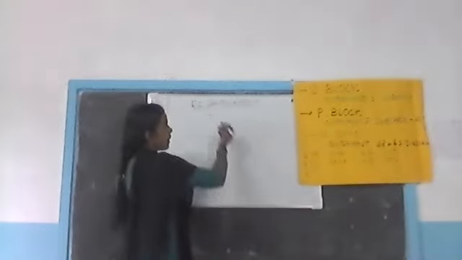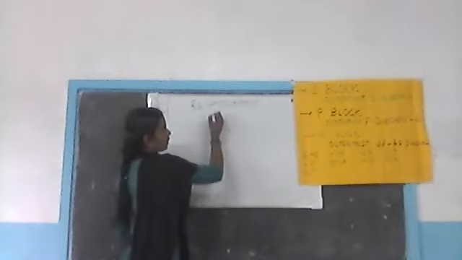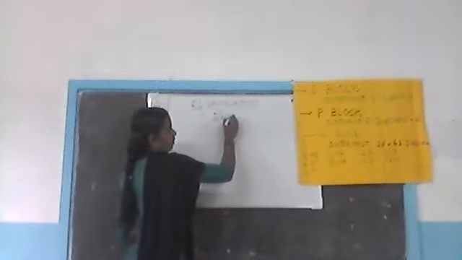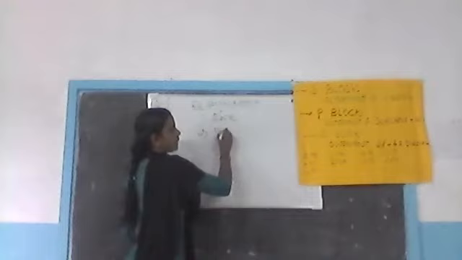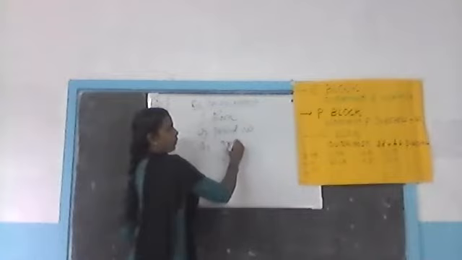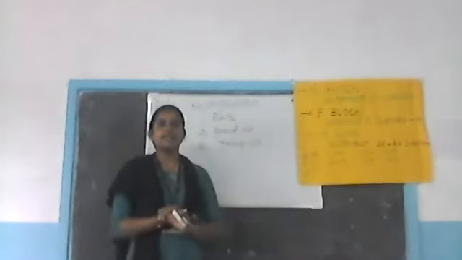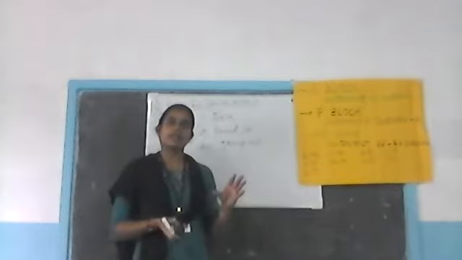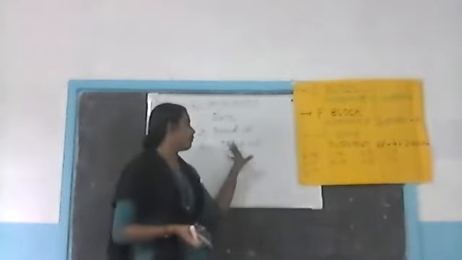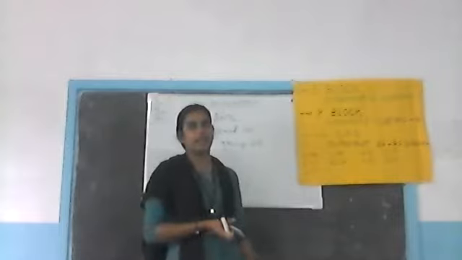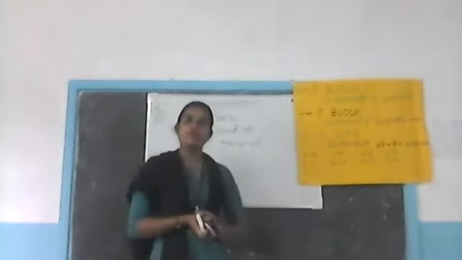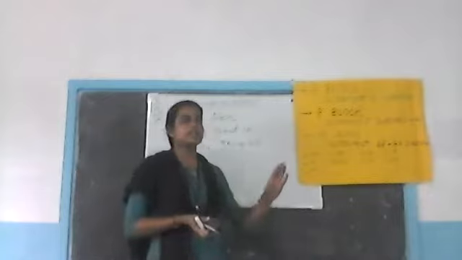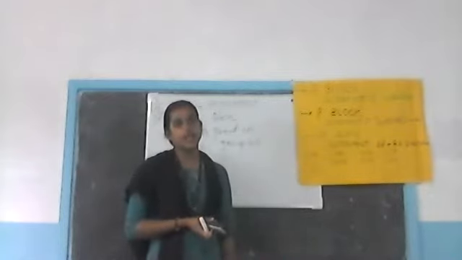What are the properties we are going to learn today? First one, block. Second one, period number. Third one, group number. In the periodic table, a total of 118 elements are there. Each element has a different block, a different group and a different period number. So we have to find these for the elements on the basis of their subshell electronic configuration.